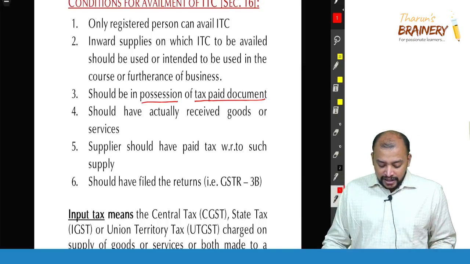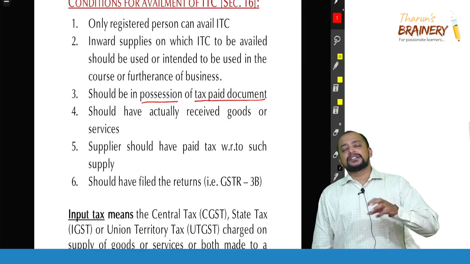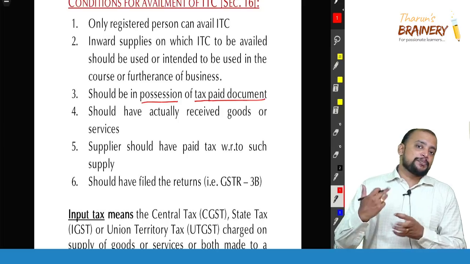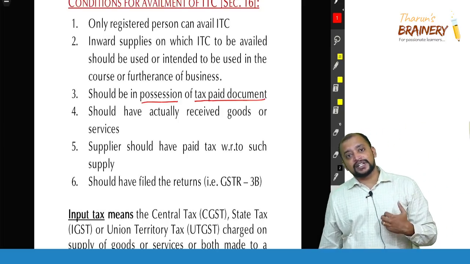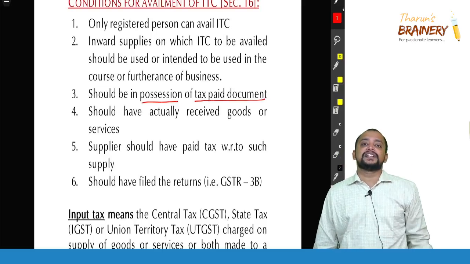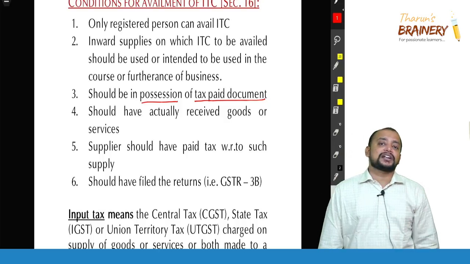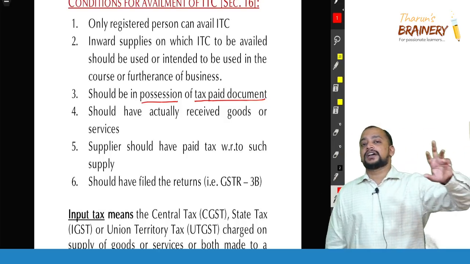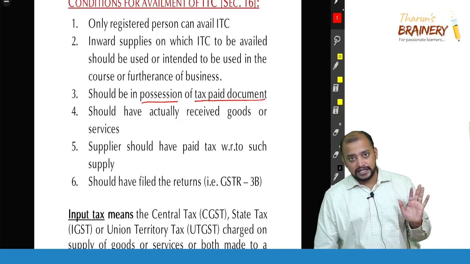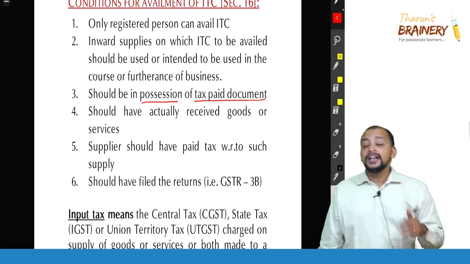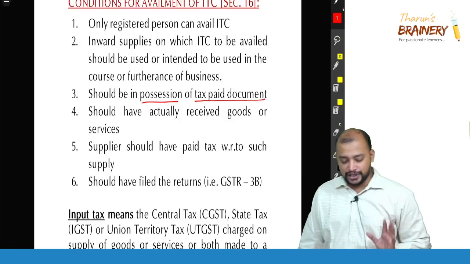And next one, supplier should have paid the tax with respect to such supply. So whether we are making payment to the supplier or not, that is irrelevant, but the supplier should have paid the tax. How do we know whether supplier has paid tax or not? That's what we will see in GSTR 2A. So whenever in 2A or 2B the transaction is reflected, it is deemed that the supplier has reported it in GSTR 1 and he will be paying it. So we can take the credit happily based on 2A and 2B. If the supplier is not reporting in GSTR 1, we cannot take credit. So that is the logic here.